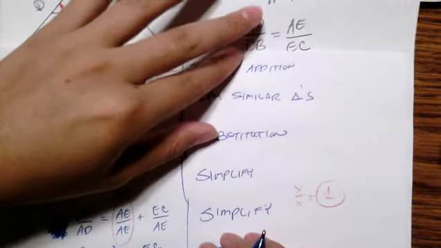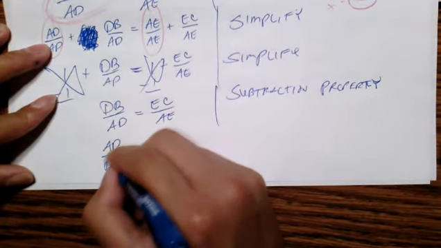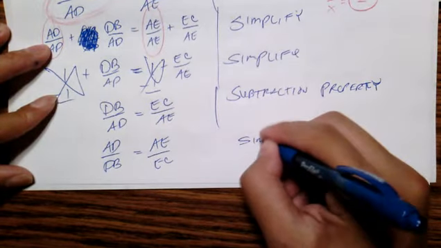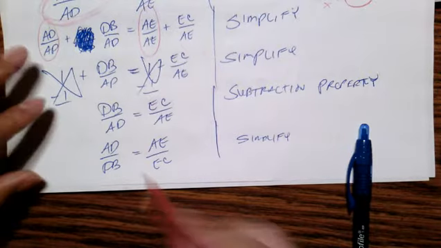Now here's the thing: we wanted to end up here, AD over DB, and we can just flip it again, because we can simplify some more. AD over DB is equal to AE over EC, and that's simplified right there. Now that was our objective. Let's see if it matched.